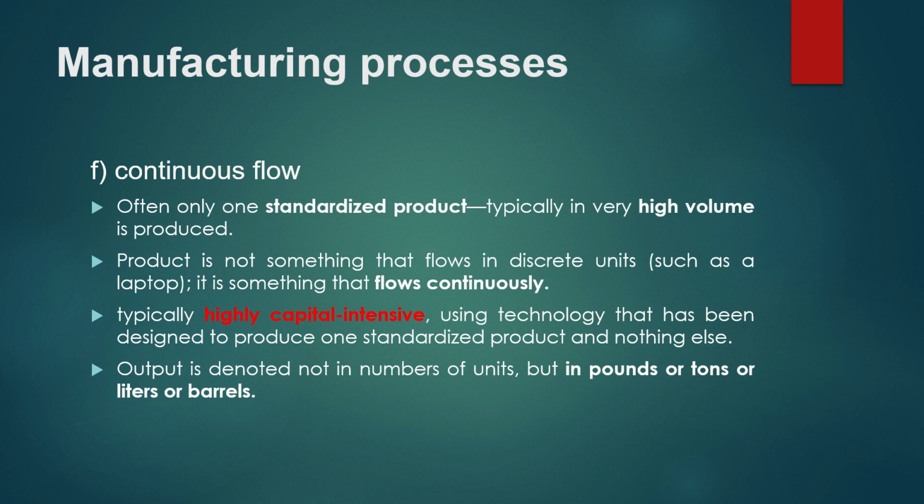Continuous flow. Often only one standardized product, typically in very high volume, is produced. The product is not something that flows in discrete units, such as a laptop. It is something that flows continuously. Typically highly capital intensive, using technology that has been designed to produce one standardized product and nothing else. Output is denoted not in numbers of units but in pounds or tons or liters or barrels.